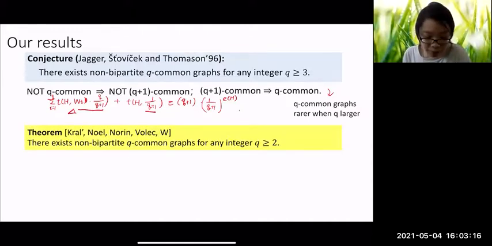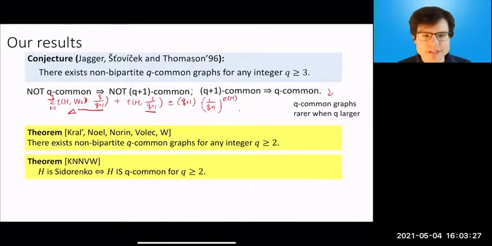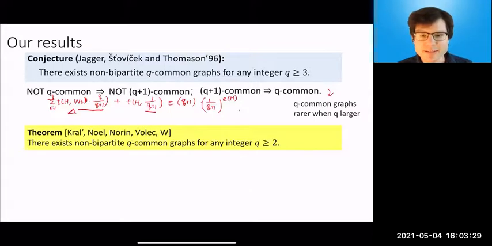So one of the main theorems we recently proved is that there exist non-bipartite Q-common graphs for any integer Q at least 2. May I ask a quick question? Yeah, of course. Just to clarify, what is the order of quantifiers here? Is it for every Q there exists a corresponding non-bipartite Q-common graph, or is there a non-bipartite graph that is Q-common for all Q at least 2?